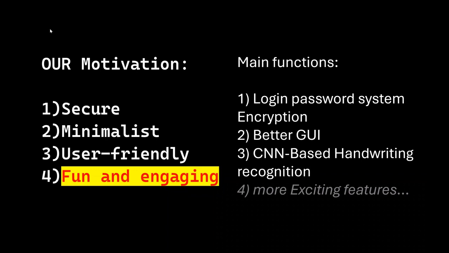And the third one, user friendly. User friendly basically means accessibility. We hope our GUI system could be more accessible to people. We include a CNN based handwriting recognition pad where the users could hover their mouse over the canvas and write down the alphabet letters, and it will recognize them for you. It's easier for some users who don't really want to type. And the last one is fun and engaging.